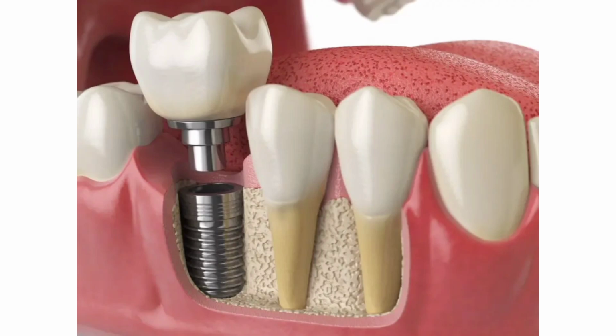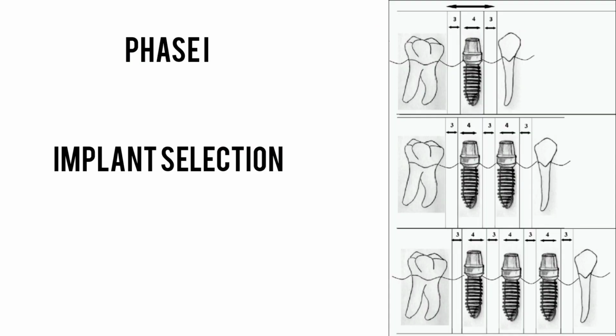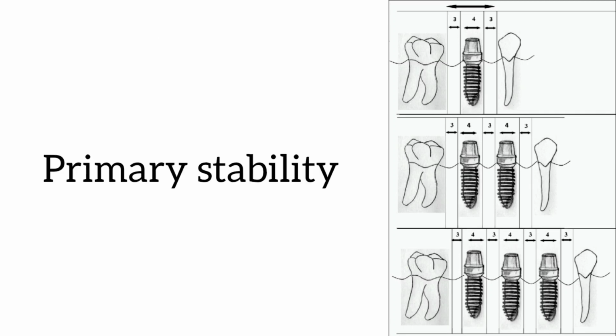Implant surgery entails the following. Phase 1 is implant selection. The success of an implant depends on its osseointegration with the jaw bone, and this in turn depends on the implant's primary and secondary stability. What is primary stability and secondary stability?